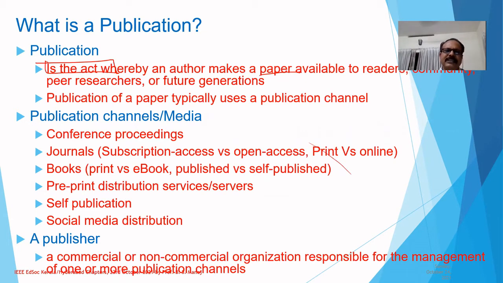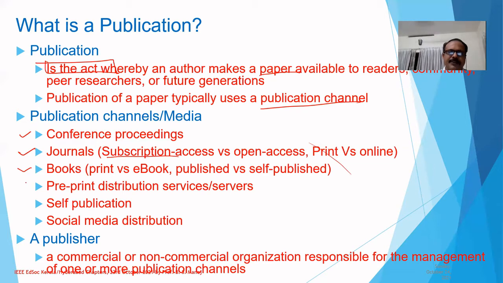So you have different channels that can be used for this publication. Conference proceedings are one, journals are one. Of course, there are different kinds of journals today, subscription-based or open access, print versus online. Books are, in fact, one of the most important and traditional means of publishing. Before the conferences as well as journals came into existence, books were existing.